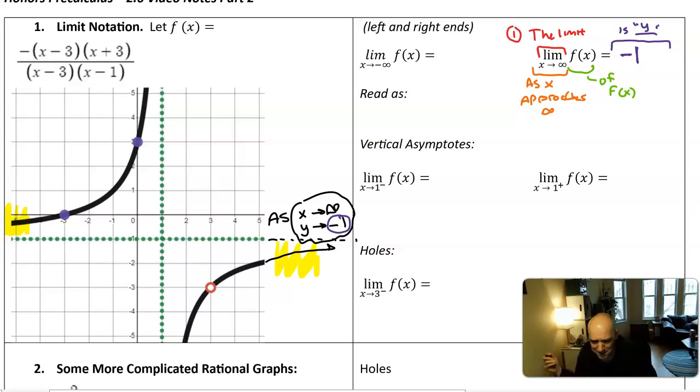So there's really not a big difference between this notation and this notation, except one is more formal, and it's what you're going to see next year in calculus. So we're going to sneak it in here. We're going to start using it just to get you some practice with it. So we already said this is read as the limit as x approaches infinity of f of x is -1.